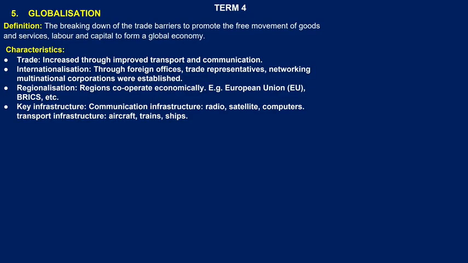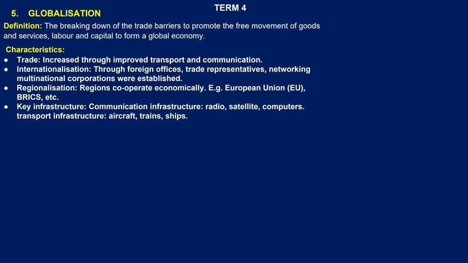Right, so let's look at globalization. The definition there: the breaking down of the trade barriers to promote the free movement of goods and services, labor and capital to form a global economy.